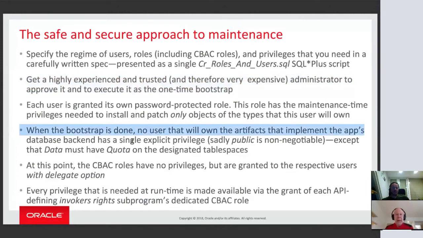So the result of all this is that no user that's going to own the schemas where the artifacts that implement the application's backend will have a single explicit privilege. Public is not a privilege, in this discussion it's a role, and there's no getting away from it, and I'm not going to talk about it.